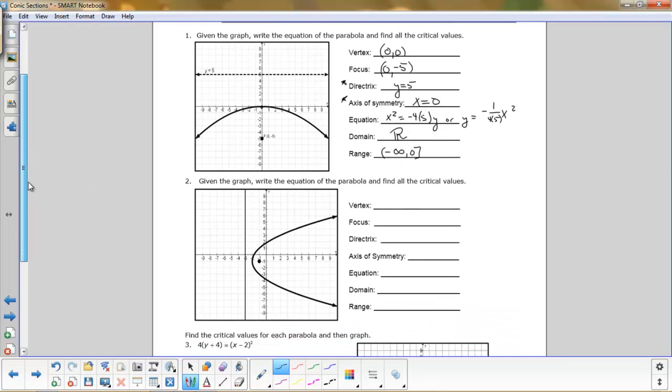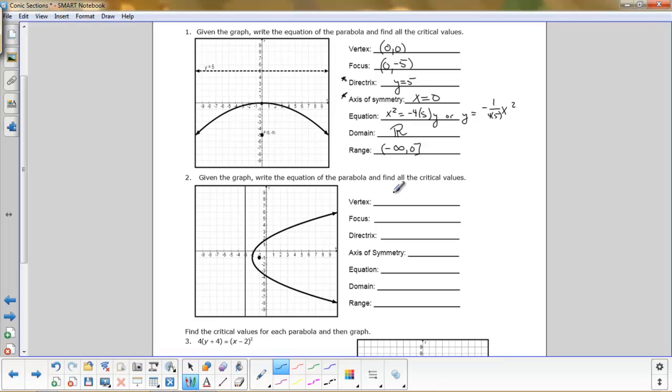Number 2. Vertex is located at negative 2, negative 1. Your focus is there at negative 1, negative 1. Your directrix is a vertical line this time, x equals negative 3. Your axis of symmetry is a horizontal line, y equals negative 1.